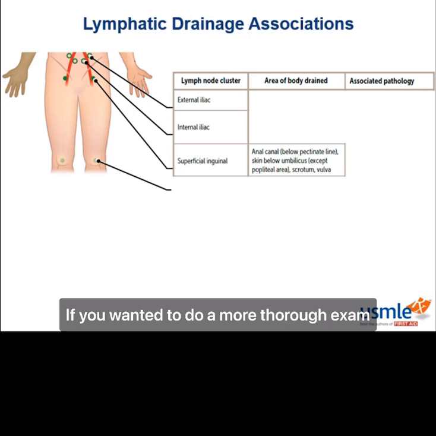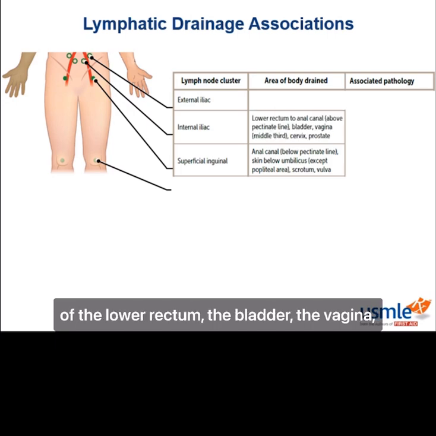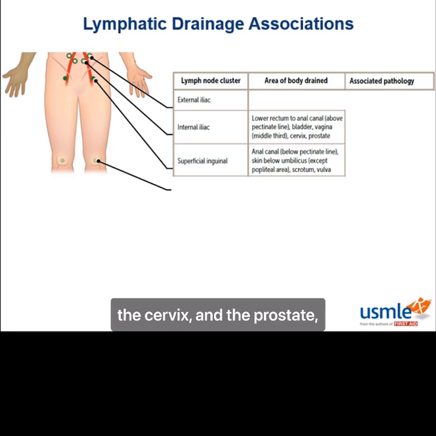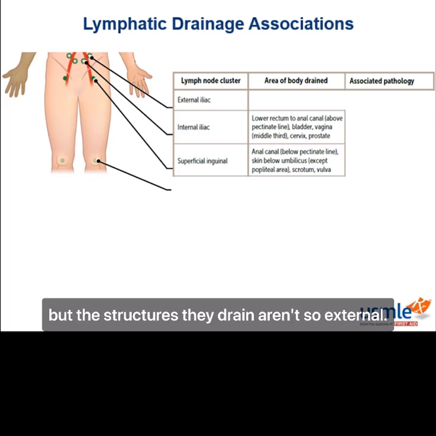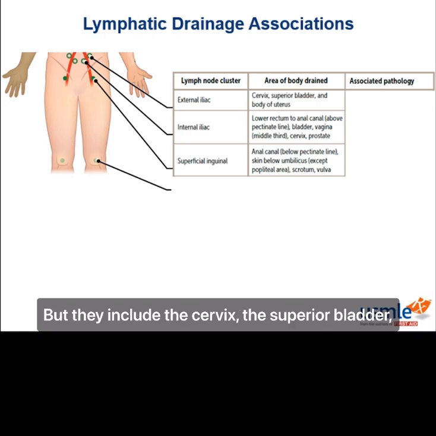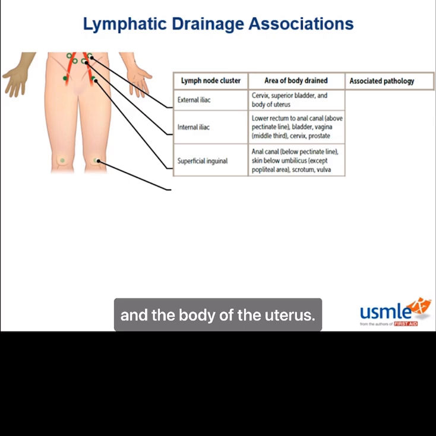If you wanted to do a more thorough exam of the lower rectum, the bladder, the vagina, the cervix, and the prostate, those are more internal structures, and thus they drain to the internal iliac lymph nodes. The external iliac nodes are a little more confusing to think about because the nodes are called external, but the structures they drain aren't so external. But they include the cervix, the superior bladder, and the body of the uterus.